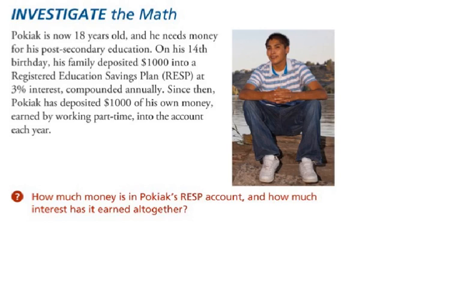So here we have an 18-year-old, needs money for post-secondary education. On his 14th birthday, his family deposited $1,000 into an RESP, getting 3% interest compounded annually. And since then, he's deposited $1,000 of his own money into the account each year. So how much money is in the account? Well, what we know is that the regular payment amount is $1,000 per year.